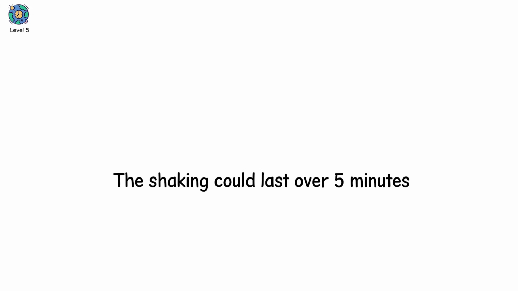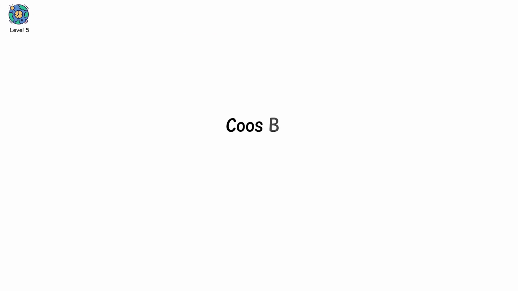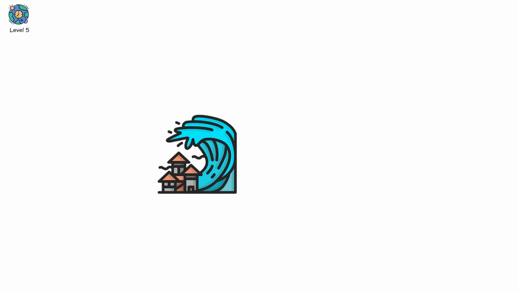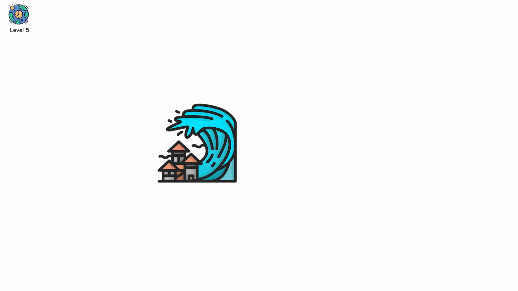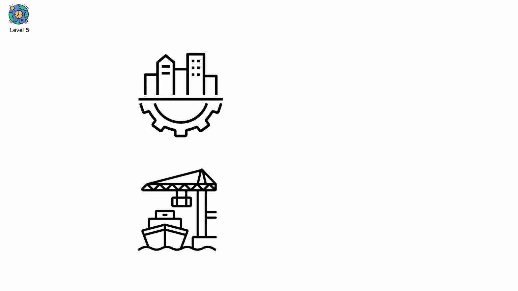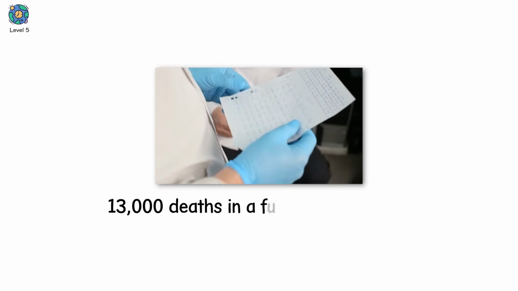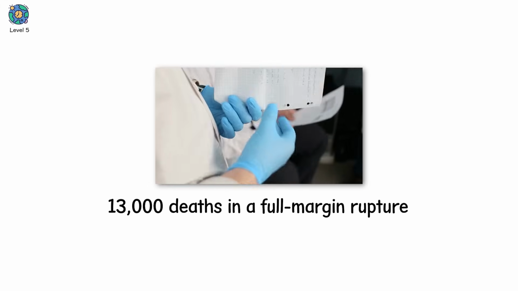The shaking could last over 5 minutes. Coastal cities like Newport, Coos Bay, Astoria, and even Seattle would be rocked. Tsunamis would arrive in 10 to 15 minutes, barely enough time to evacuate. Infrastructure, ports, bridges, pipelines, many aren't ready. The US Geological Survey estimates over 13,000 deaths in a full margin rupture.